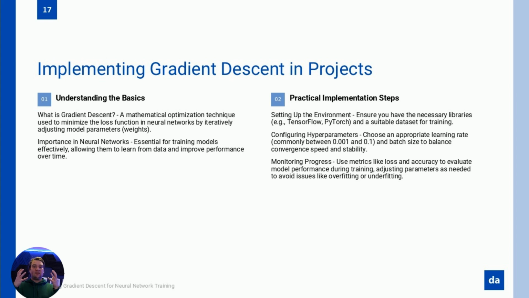For implementing gradient descent, you'll need a few key components. Frameworks like TensorFlow or PyTorch. These libraries handle the heavy lifting, from automatic differentiation to efficient matrix operations.